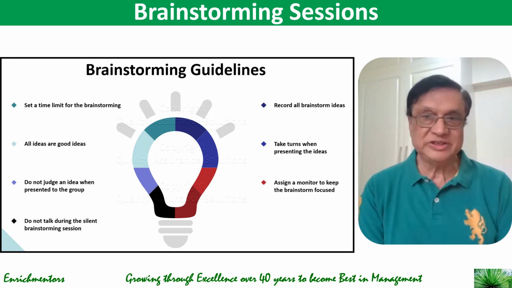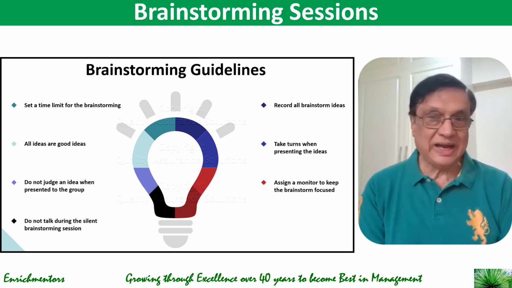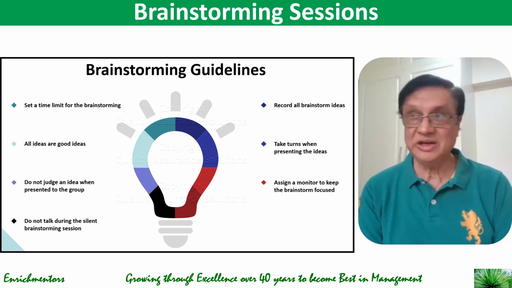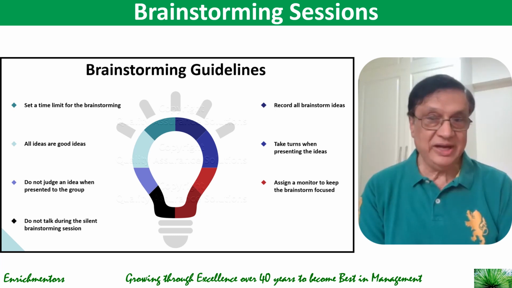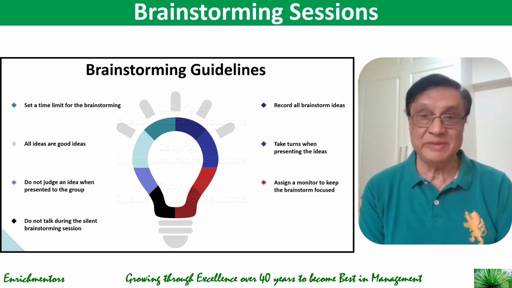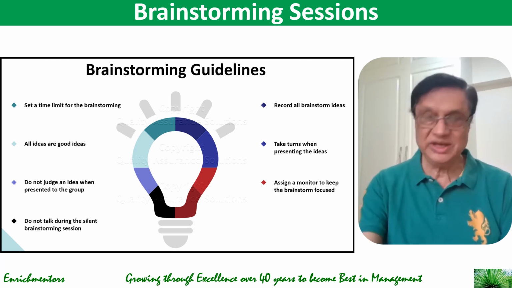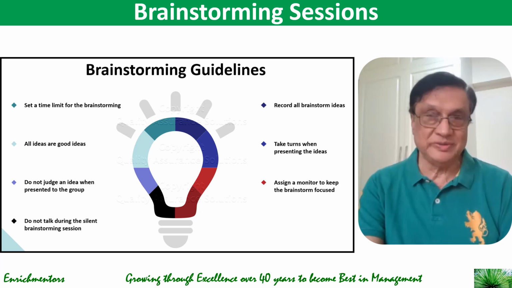Now, what you do in this brainstorming, I'll quickly take you through the guidelines, and you can take a look at it later by downloading this file. Set a time limit for brainstorming. Normally, 45 minutes to an hour or 2 hours is good enough. And start with the assumption that all ideas are good ideas. So, nothing is to be evaluated. Do not judge an idea when presented to the group by anyone in the team. And do not talk during the silent brainstorming session when people are thinking. Record all brainstorming ideas. Take turns while presenting the idea and assign a monitor to keep the brainstorm focused because it can go haywire. So that's quick tips on how to do the brainstorming session.